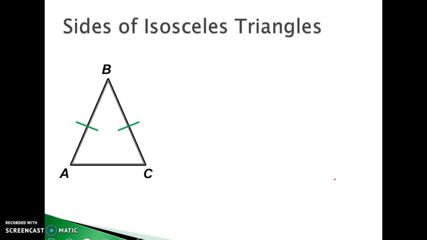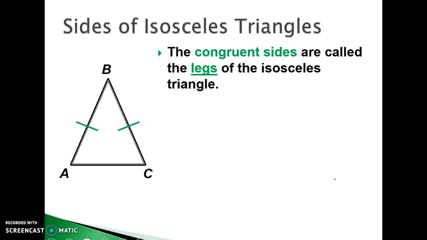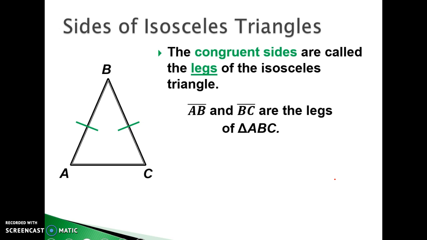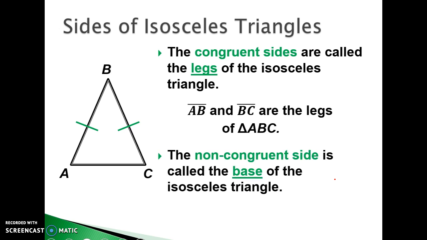The first is the sides of isosceles triangles. The congruent sides are called the legs. Therefore, AB and BC are the legs. The non-congruent side is called the base. AC is the base.